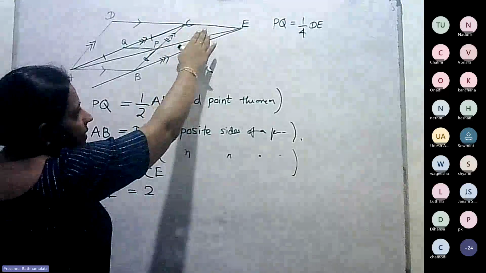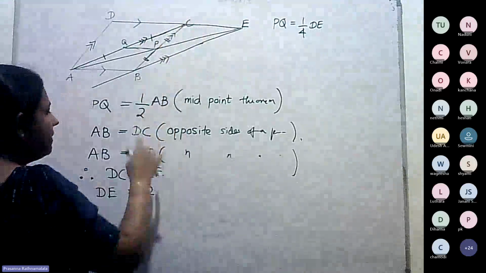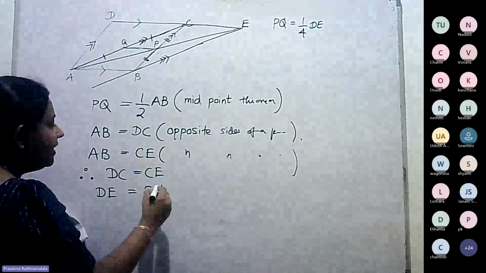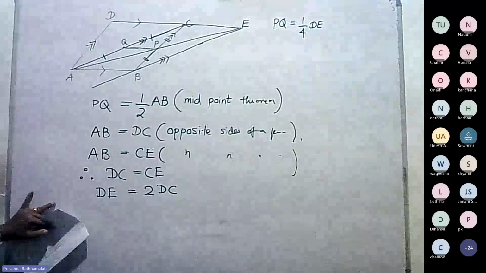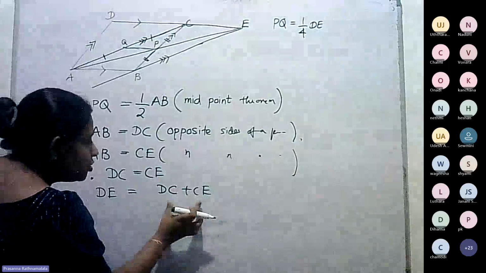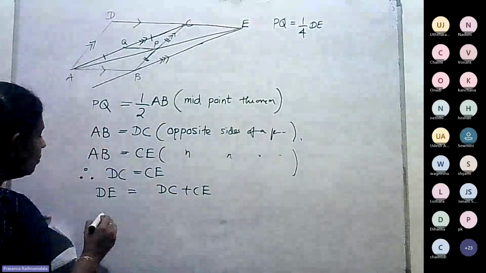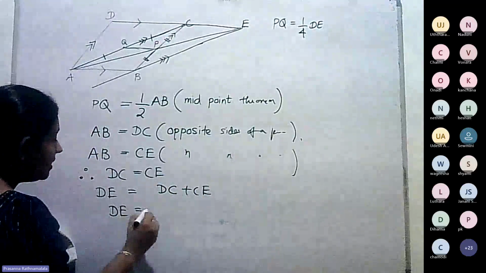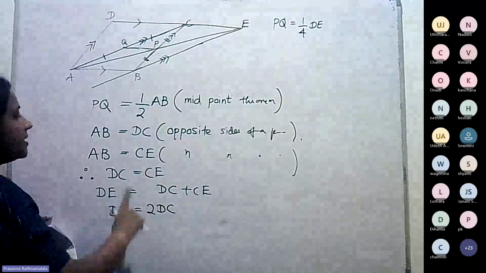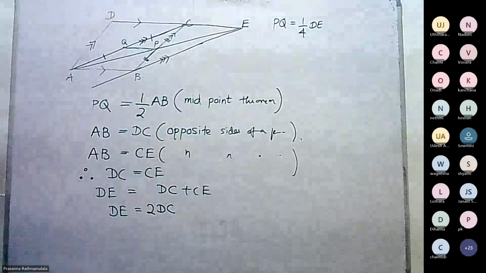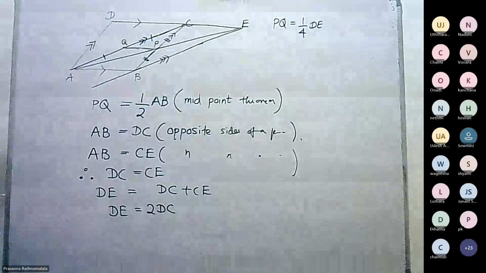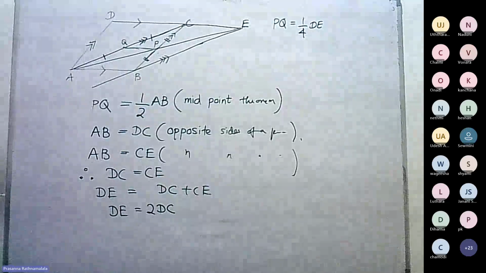You can take either of the two, because both are equal. Anyone can choose, no problem: DC or CE. I take twice DC. DE equals DC plus CE. Write CE. Then these two values are equal. Then you can write DE equals twice DC, or DE equals twice CE. Right, you can write down this equation.